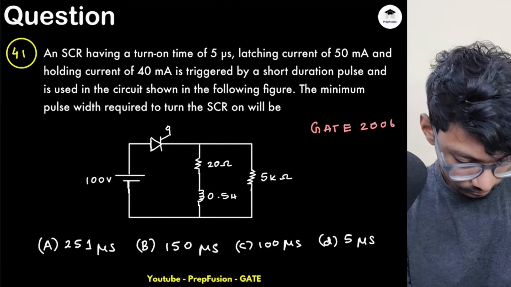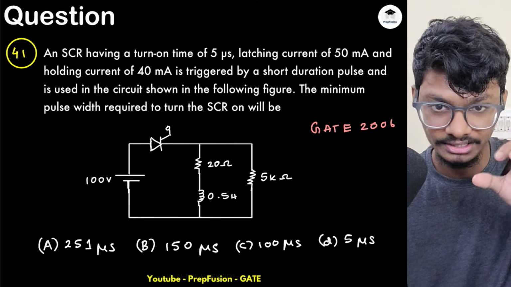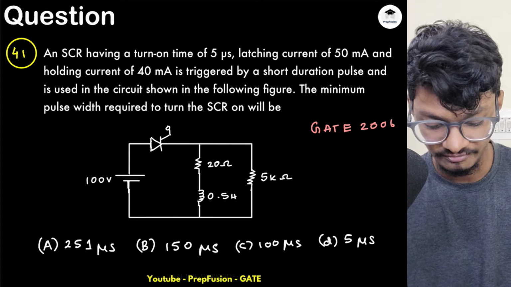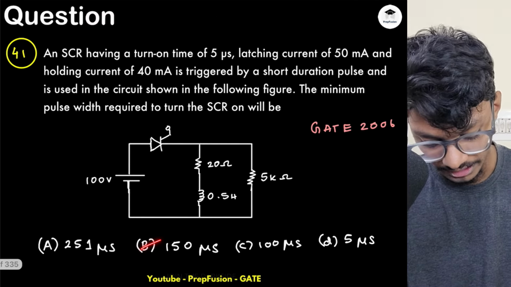Now here, what they have assumed is that they have ignored the turn-on time. Once the gate pulse is applied, the SCR may need 5 microseconds more to be exactly in the on state, but they have ignored that, so we'll also ignore that.